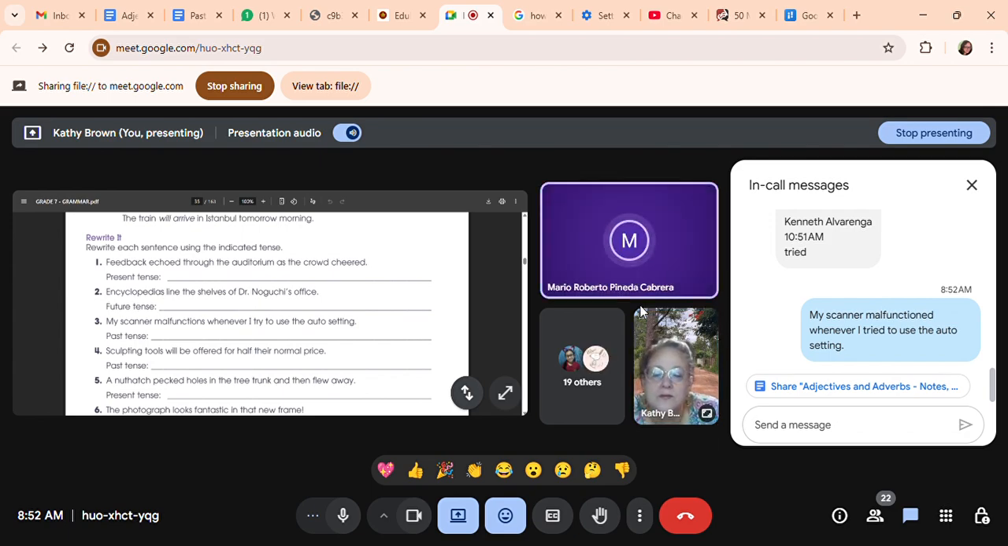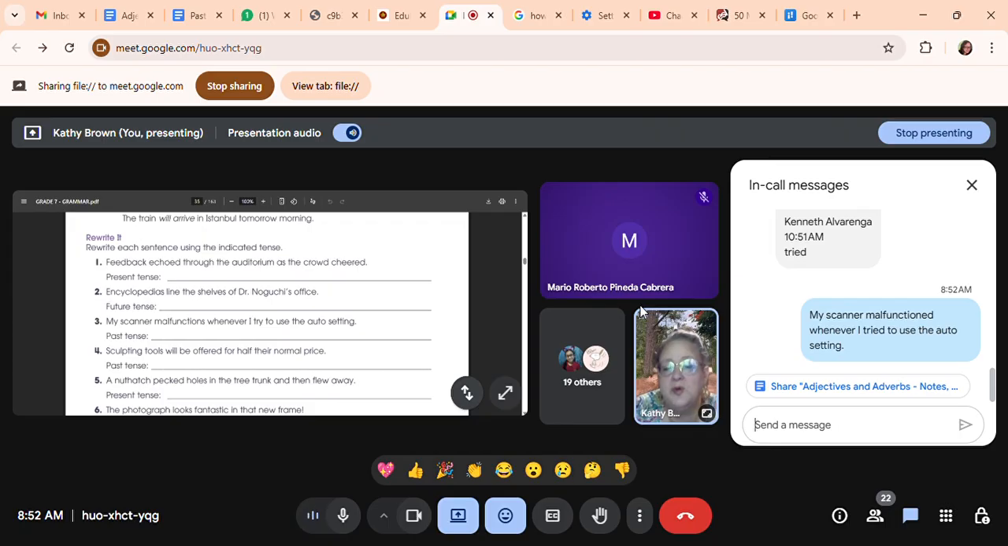Sculpting tools will be offered for half their normal price, past tense. Okay, so after half their normal price, period. Okay, it says past tense. That's not part of the sentence. That is what they want you to change it to. So right now, this sentence is in future tense, and we know because it has the word will there. And so the verb is will be. And so we're going to change will be to past tense. What is the past tense of will be? Can somebody either say it or type it?